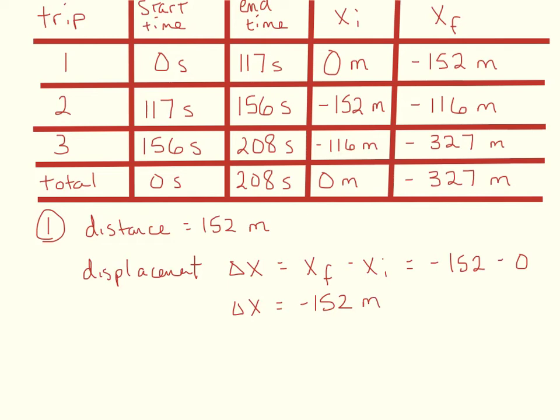Now speed is always distance over time. So if I want to know the average speed just for the first part of the trip, I'm going to take my 152 meters and divide that by my 117 seconds. I came up with a speed for part 1 of the trip of about 1.30 meters per second.